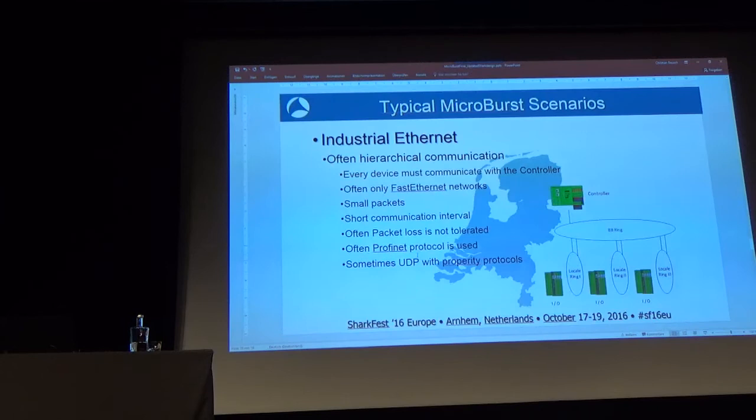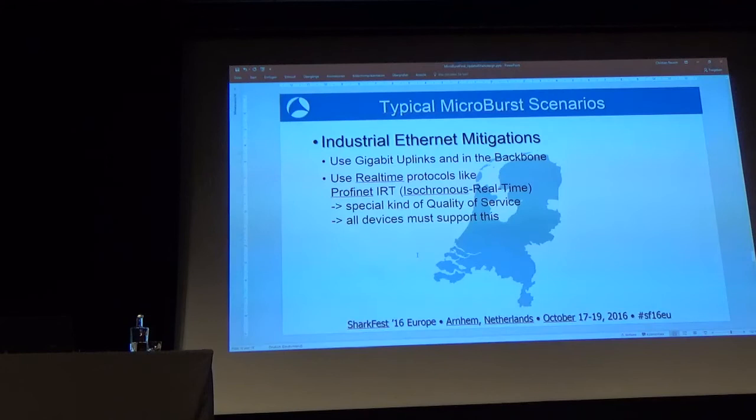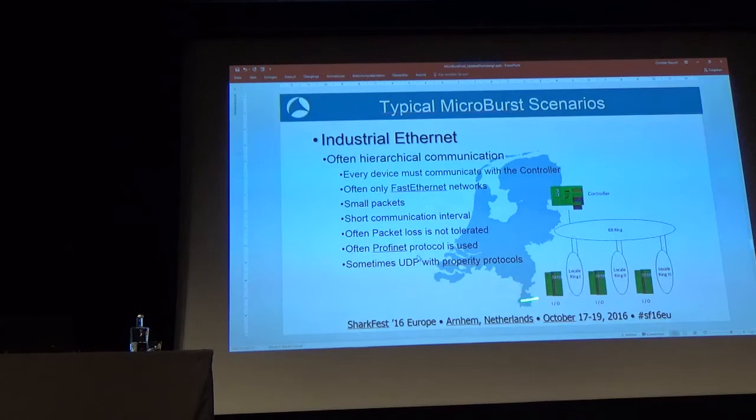So, what we can do here is use fiber for the backbone via the uplinks. Yeah. So this means that here, okay, it's often Fast Ethernet. So if we can use gigabit here, we have a good mitigation for our issue.